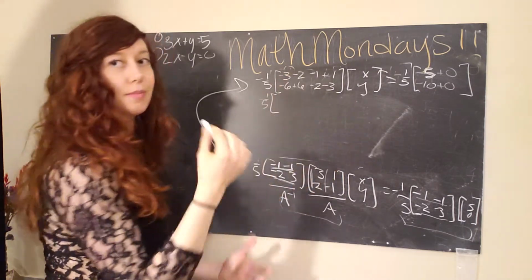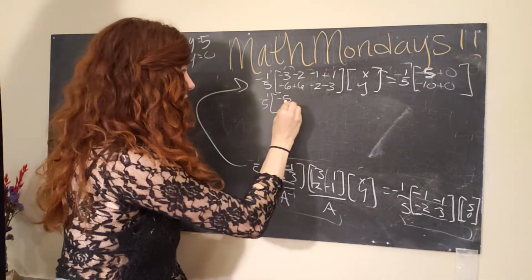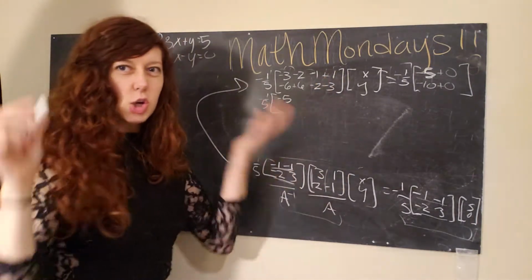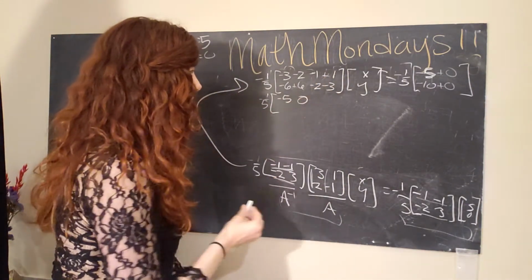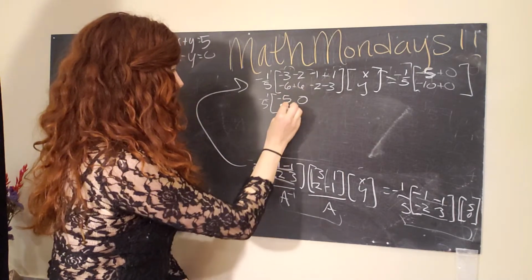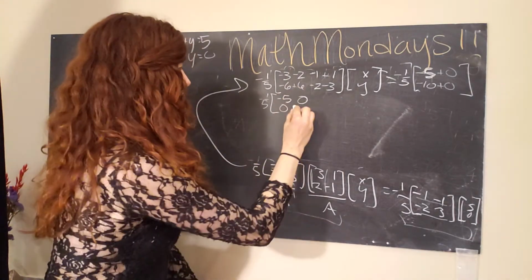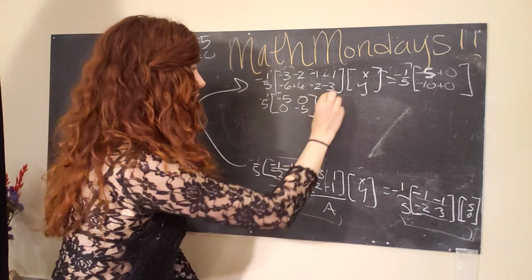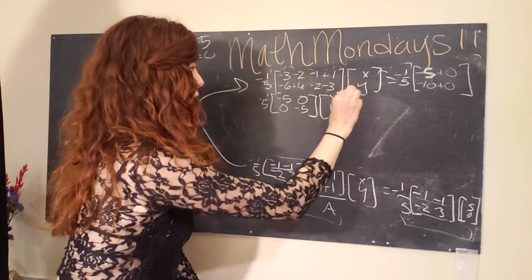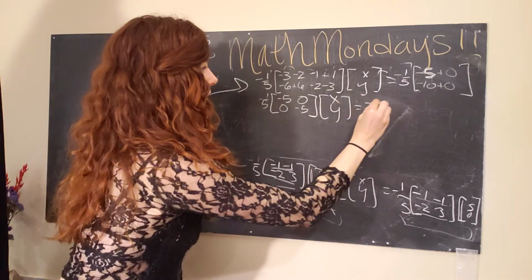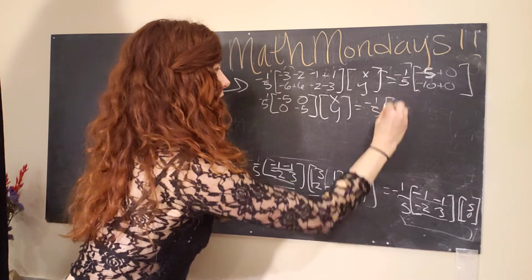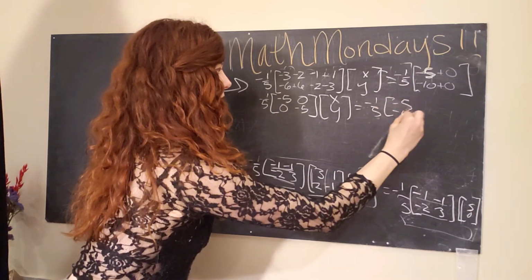So -3 minus 2 is -5. -1 plus 1 is 0! Yeah, we did it right! Woo! -6 plus 6, again, is 0, which is exactly what we want. And then we bring over x and y. -1/5 times -5 and -10.